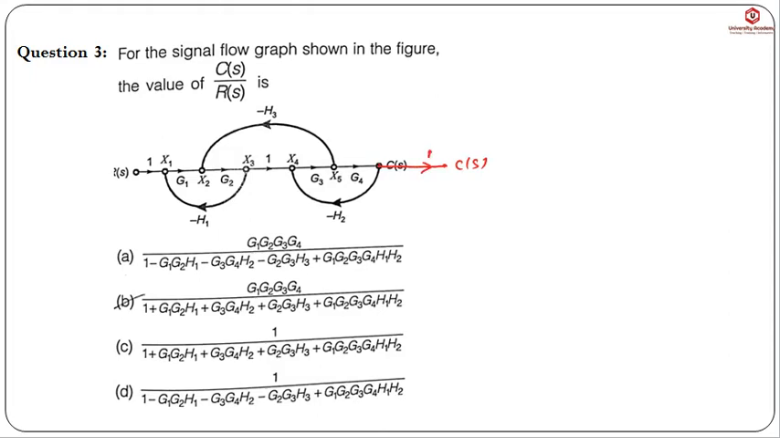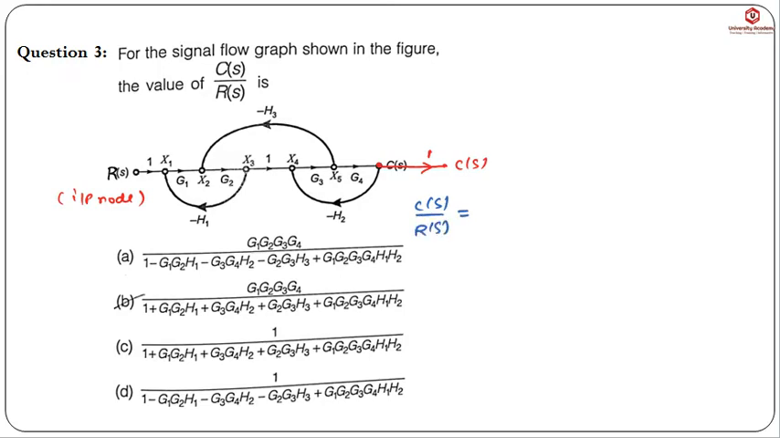Okay, so now it will become the output node, because here there was an incoming branch and an outgoing branch, but an output node should have only an incoming branch. That is why we extended the output node with the unity gain, and this is R(s). Okay, this is misprinted, this is R(s). And R(s) is an input node because it has only the outgoing branch. So now this is a signal flow graph, we have to find out the C(s) by R(s) ratio.